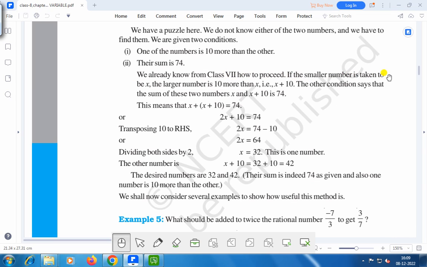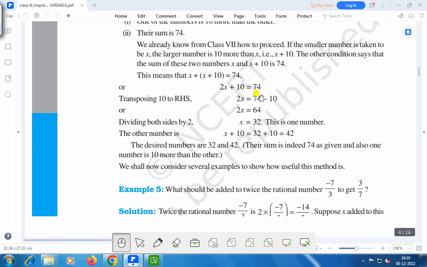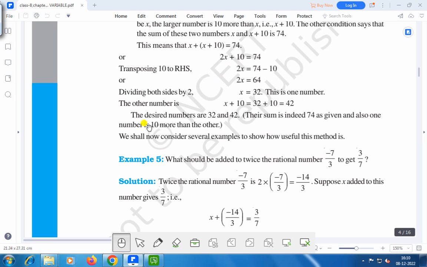If the smaller number is taken to be x, the larger number is 10 more than x, that is x plus 10. The other condition says that the sum of these two numbers, that is x and x plus 10, is 74. This means that 2x plus 10 is equal to 74 and it comes to x is equal to 32. The desired numbers are 32 and 42. Their sum is indeed 74 as given. Also, one number is 10 more than the other.